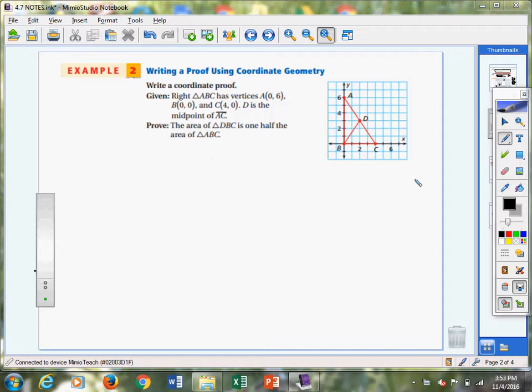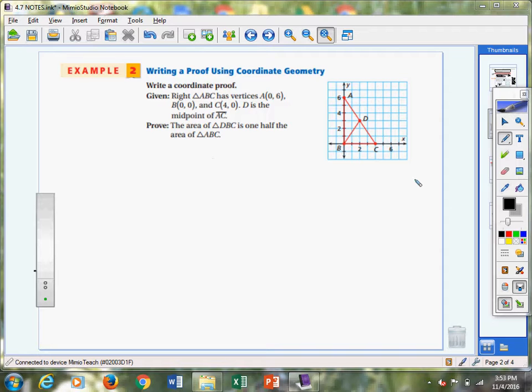You are definitely going to be using things like slope, coordinates of vertices, distance formula, midpoint formula. These are all going to be really important since we're using the coordinate geometry, okay? So let's get started with what we're given.